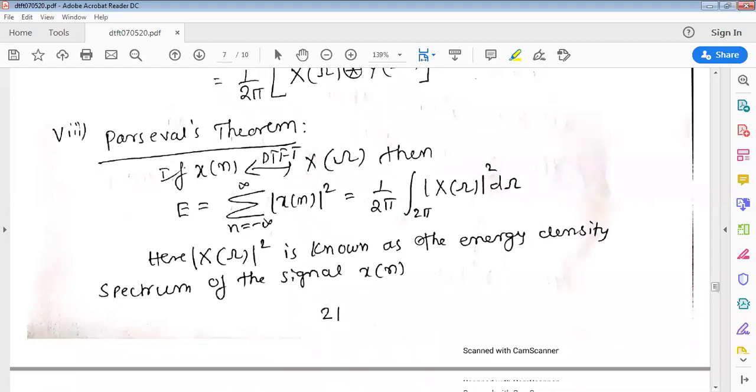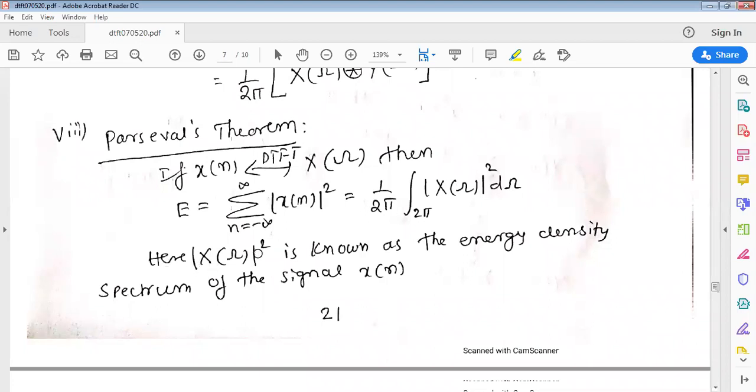E is equal to the sum of x of n whole square, that is the energy of a signal, summation from minus infinity to plus infinity x of n whole square, is equal to 1 by 2 pi integral x of omega whole square d omega for a period of 2 pi. See here, the integral is not taken over the total range. Integral for a period of 2 pi. Whatever x of omega you are going to get, whole square d omega.